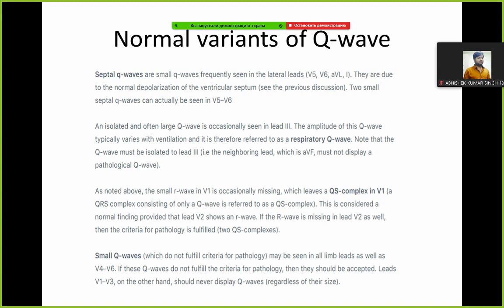An isolated and often large Q wave is occasionally seen in the third standard lead. The amplitude of this Q wave typically varies with ventilation, and it is therefore referred to as a respiratory Q wave. So note that the Q wave must be isolated to the third lead, without presence of Q wave in aVF lead.